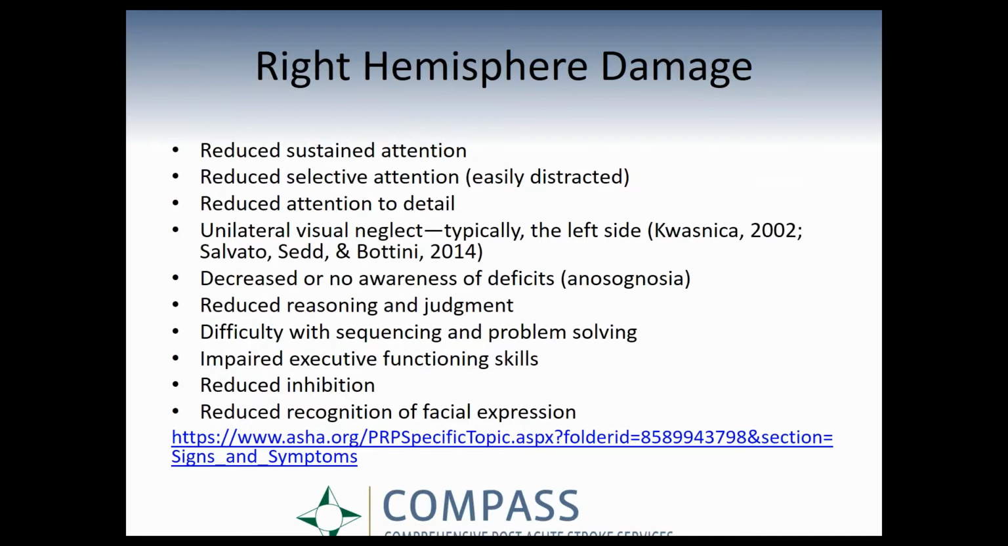So when we think about right hemisphere damage, again, I'm not going to read all of this. I just like to include all the information. I'm a very visual person. You can go back and reference it if that's what's best for what you do on the day-to-day.